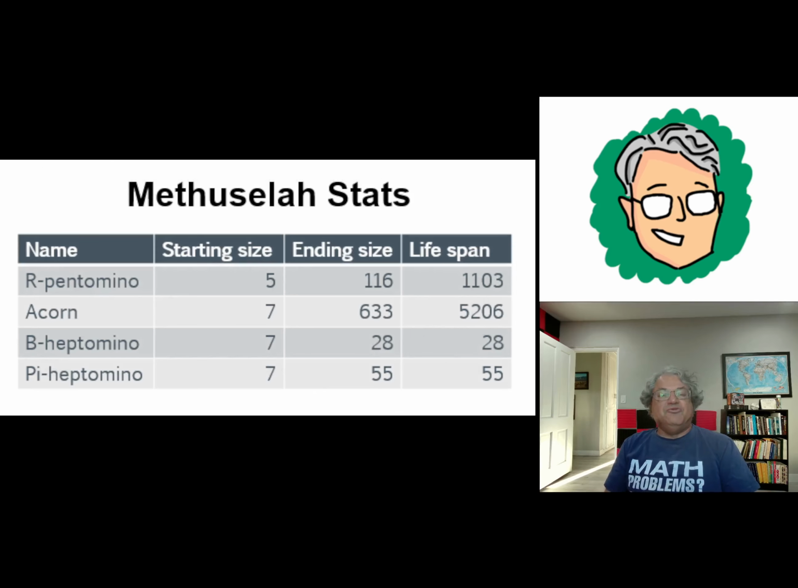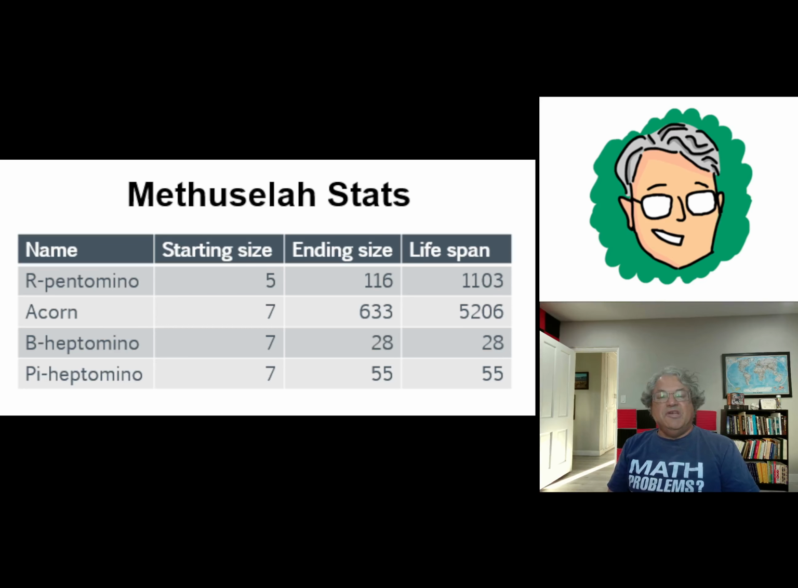The R-pentomino has a starting size of five pixels that are on or alive. Its ending size, it grows quite a bit. It grows to a population of 116 after a lifetime of 1,103 generations. So it has a very long lifetime. But nowadays, with computer technology, you can speed it up quite a bit so you can watch its whole lifetime in about 11 seconds, like I just showed. And there are other programs that can even run faster than this.